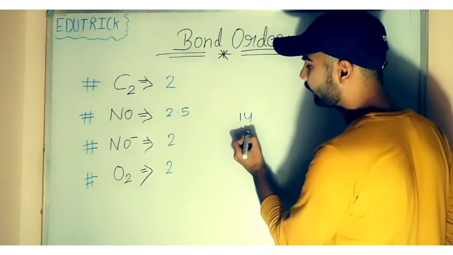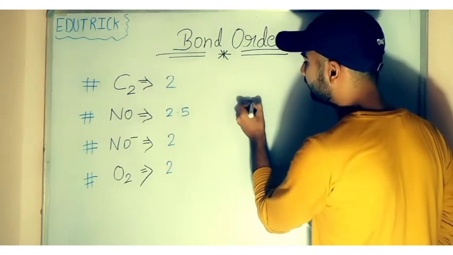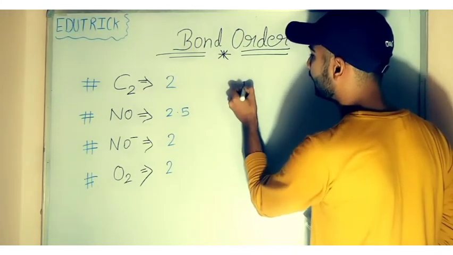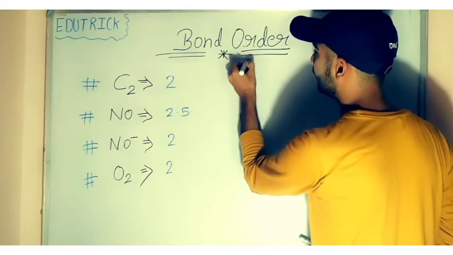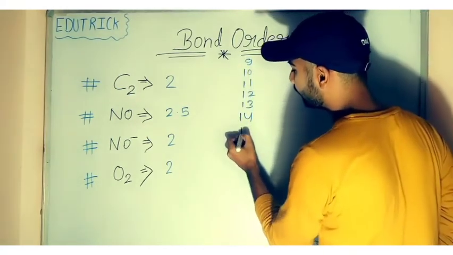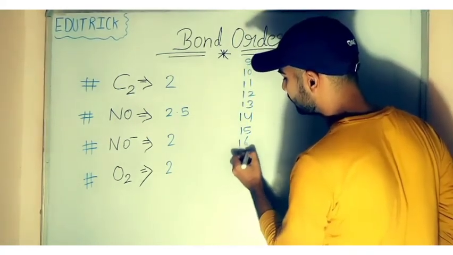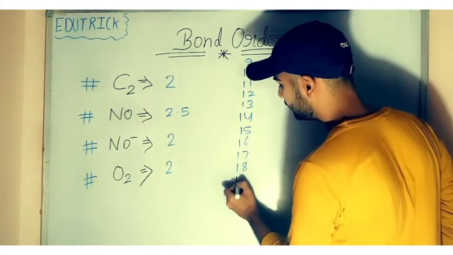You have to write 14 in the middle and in the decreasing order 13, 12, 11, 10 and 9. And in increasing order 15, 16, 17, 18 and 19.